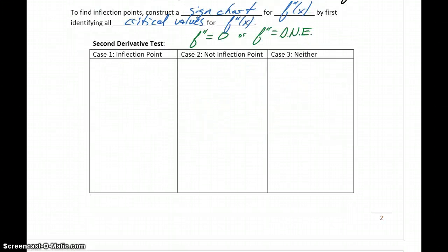So we again have a few different cases to consider when we find these critical values. The first would be that we have an inflection point. So this is going to be pretty much the same as the example that I sketched out above. We have a curve that starts off being concave up and then changes to being concave down.